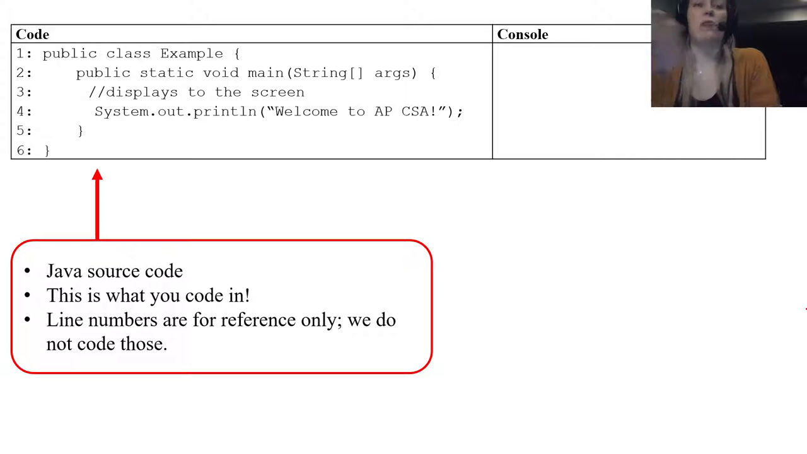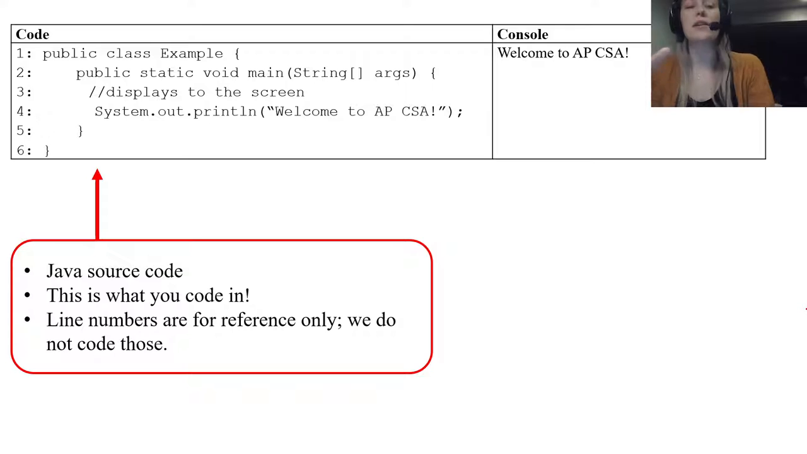What you're looking at, we call Java source code, and that's what you're actually going to be coding in. The line numbers off to the left, where it starts with 1 and then a colon, 2 and then a colon, are for reference. In your integrated development environment, your IDE, that is automatically going to appear. You are going to be typing the words off to the right of those line numbers.